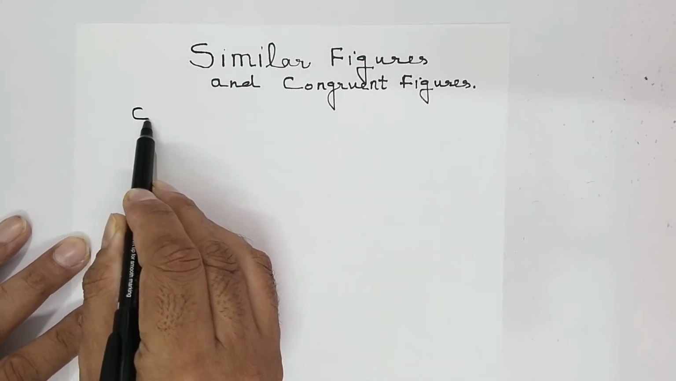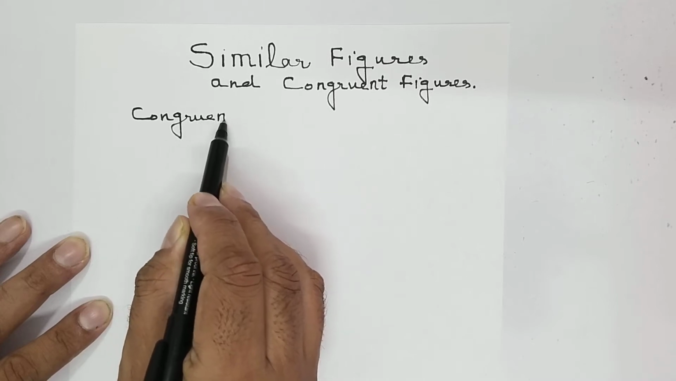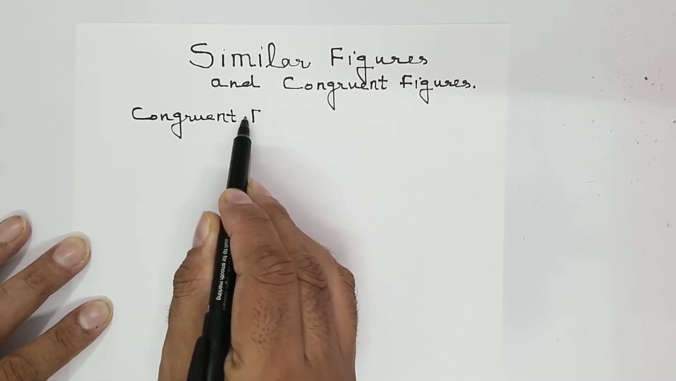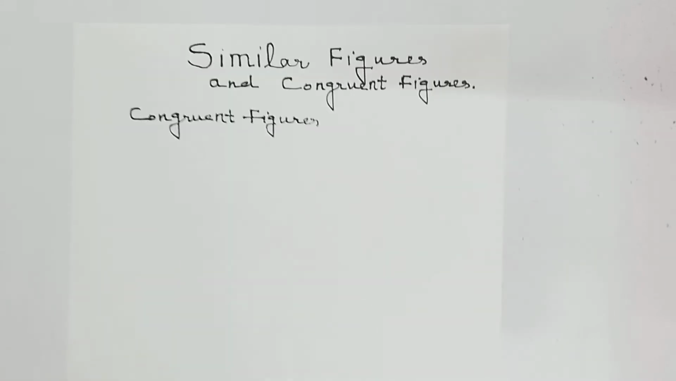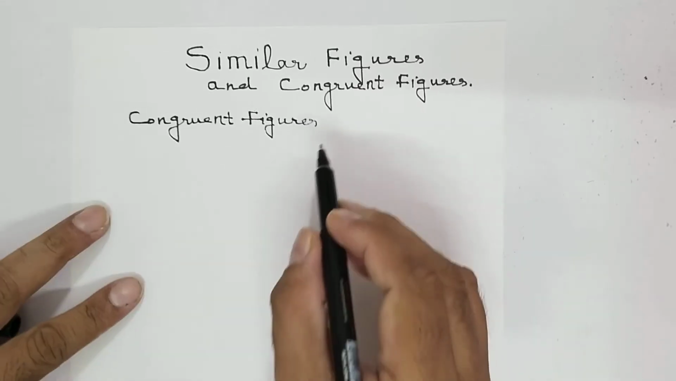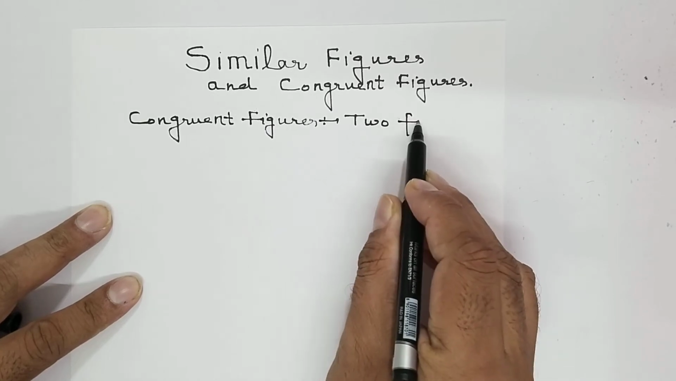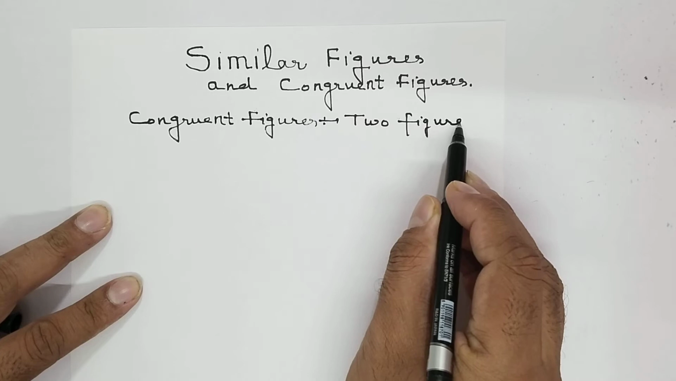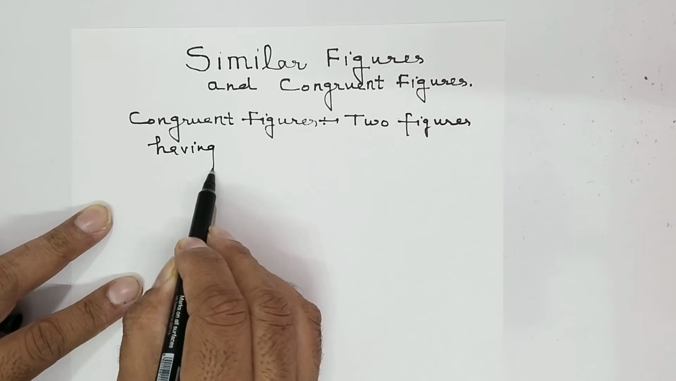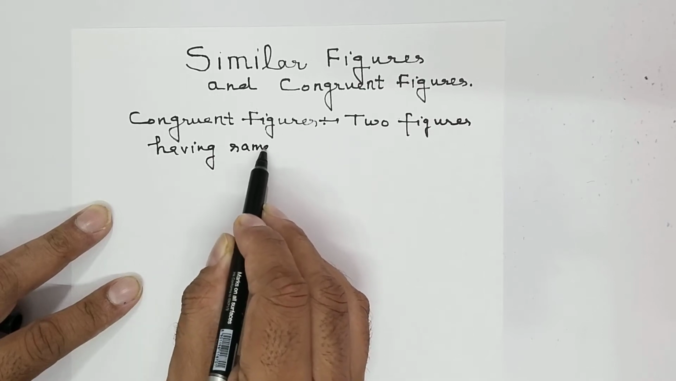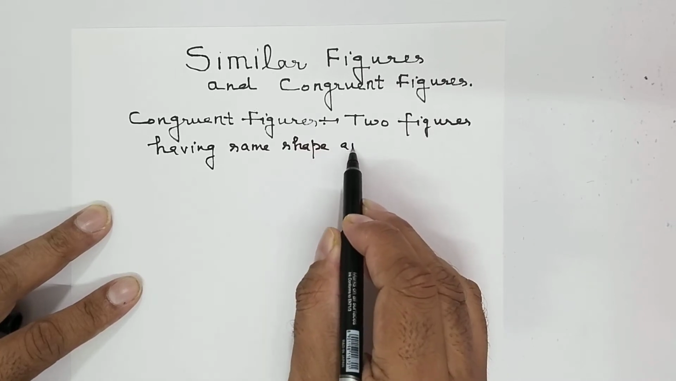So we can write congruent figures. What are congruent figures? Two figures having same shape and same size.